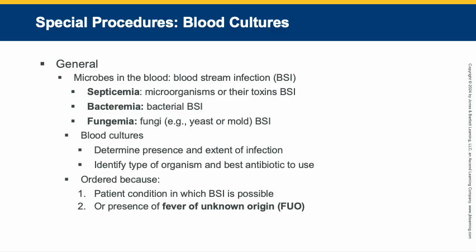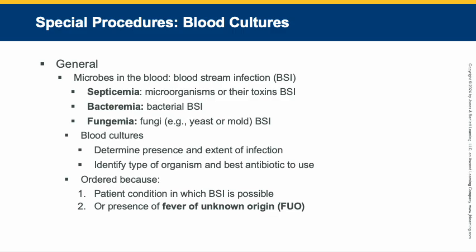Bacteremia means they have bacteria in the bloodstream, and this is not the same as fungemia. Fungemia is when the patient has fungi, such as yeast or mold, in the blood. So these are treated differently. They have antimicrobials for fungus, and they have antimicrobials for bacteria, but they are not the same antibiotics. So this is why it is important to differentiate between whether they truly have a bacteria or a yeast or a mold in there.